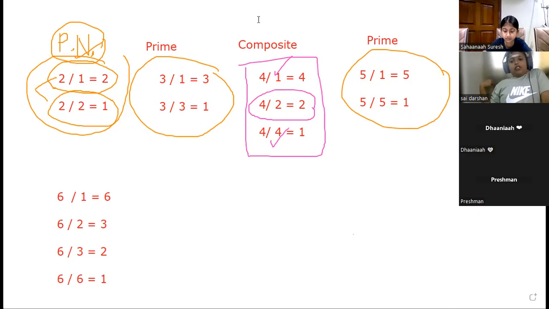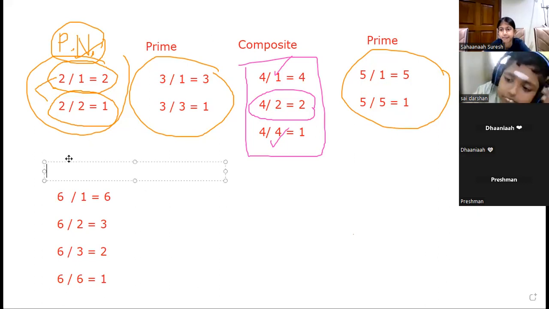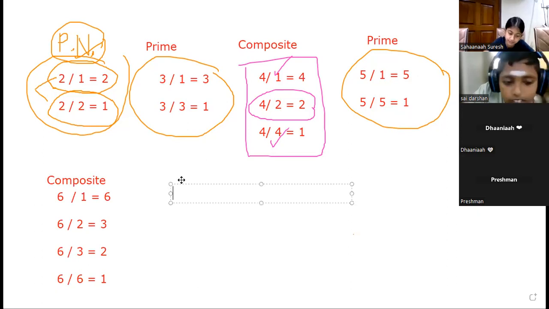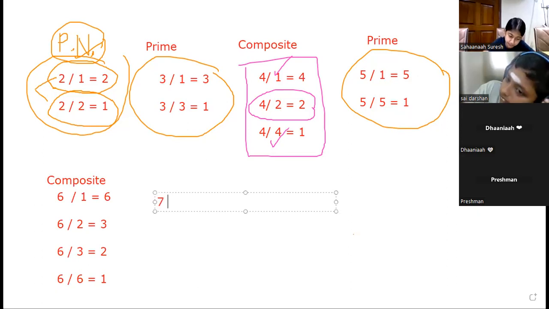All right, now you tell me, is 6 a prime number or composite number? Composite. Is 6 a prime or composite, guys? Composite. Do you understand now? Okay, so let's do one more. 7. Let's go with 7. 7 divided by 1.